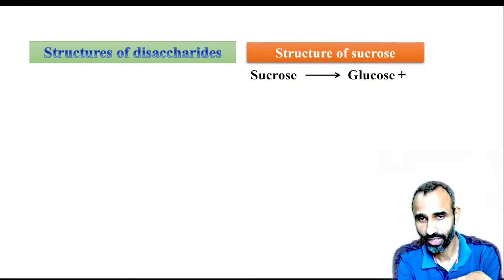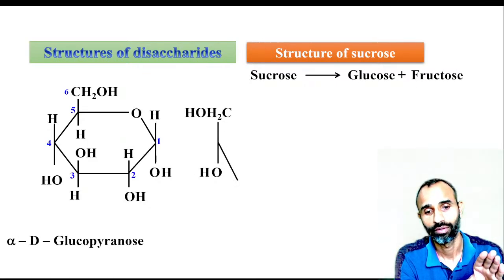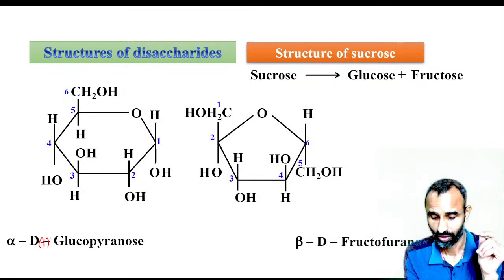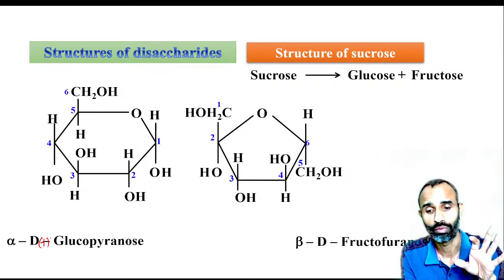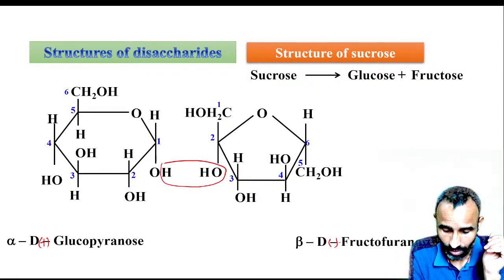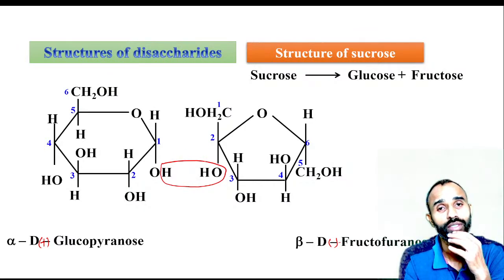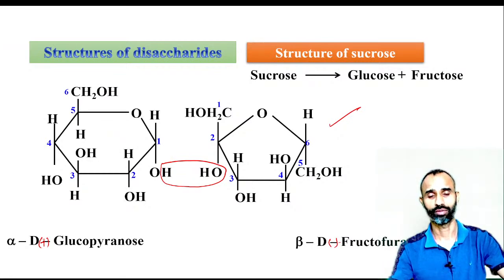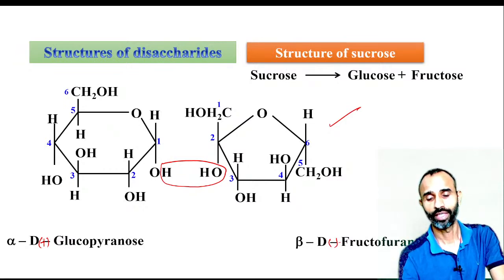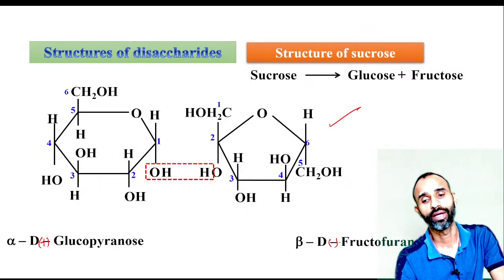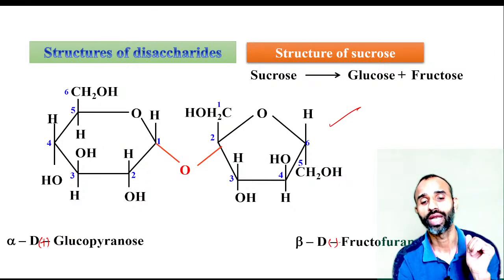Sucrose gives on hydrolysis glucose and fructose. This is alpha D plus glucose, and this is beta D negative fructofuranose. It is written upside down, that's why all the groups are interchanged. See, this H and OH is removed, water is removed, and we get the glycosidic linkage.